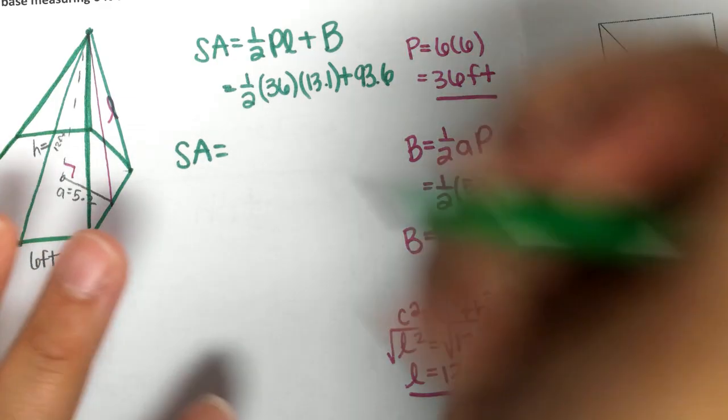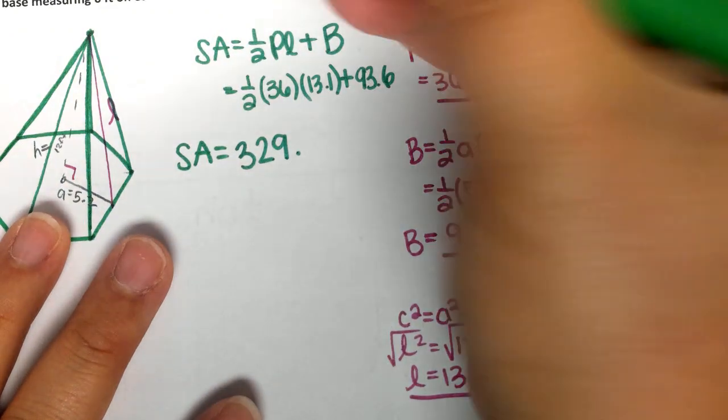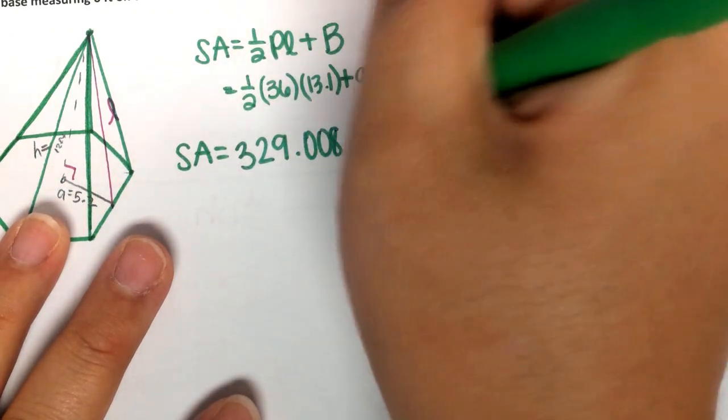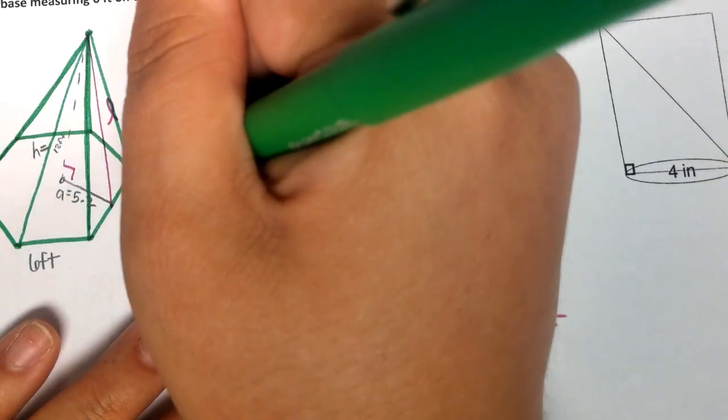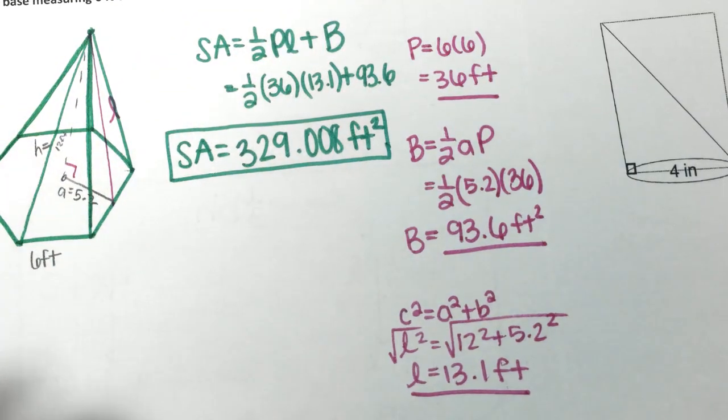I think 129 minutes. That's like 329.008 feet. What are we finding? Squared surface area. Okay, shush your neighbor, please.